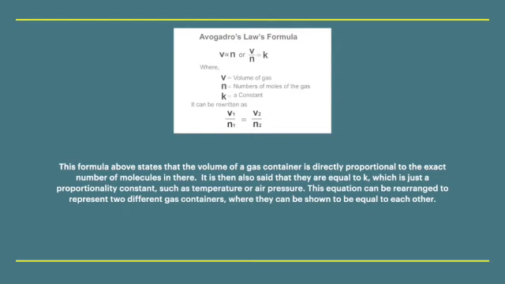V is the volume of gas. N is the number of moles of gas. Moles is just a type of measurement. And so the volume divided by the moles will equal a constant, such as temperature or air pressure.